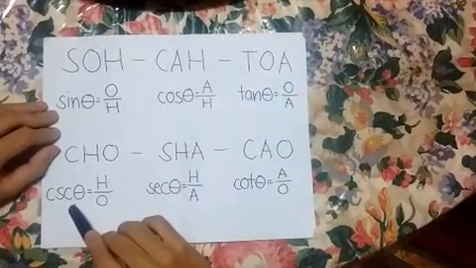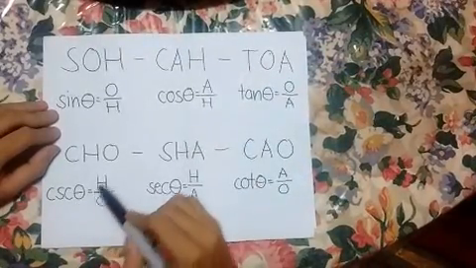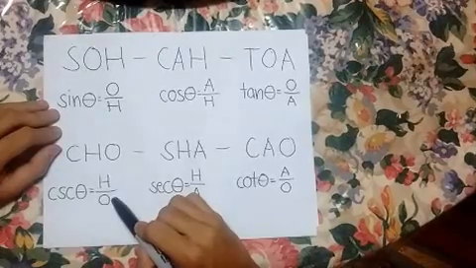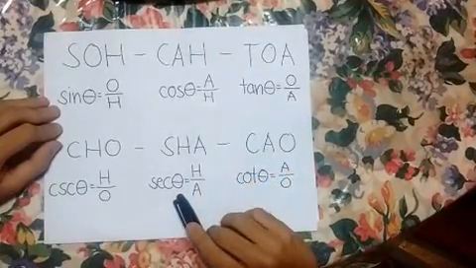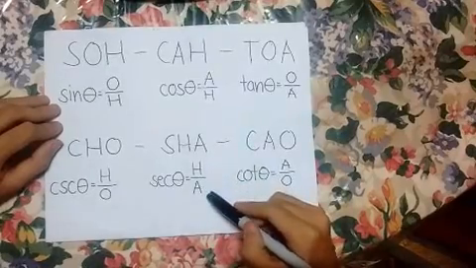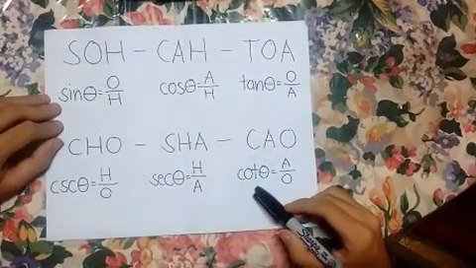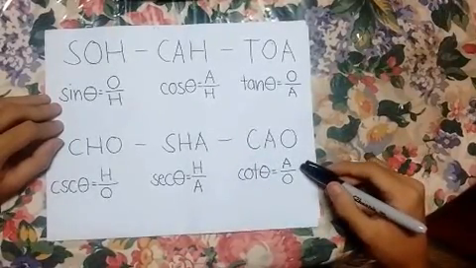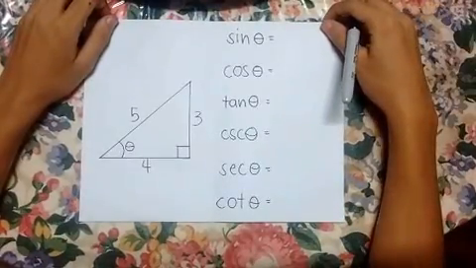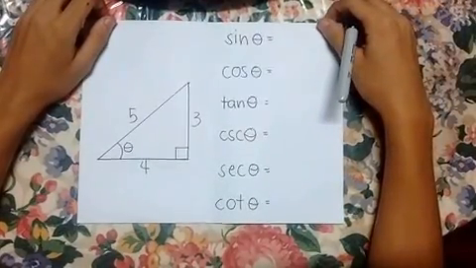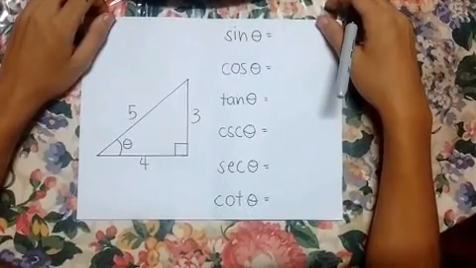So cosecant of theta is equal to hypotenuse over opposite. Secant of theta is equal to hypotenuse over adjacent. Cotangent of theta is equal to adjacent over opposite. Let's look at examples of right triangles and determine the 6 trigonometric ratios.